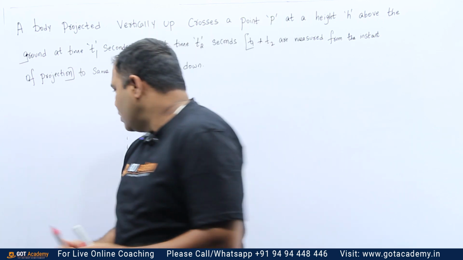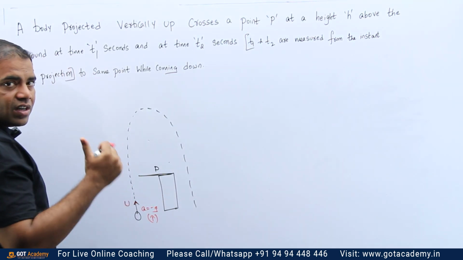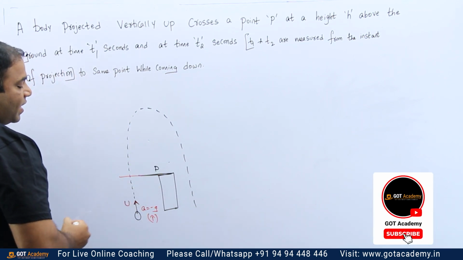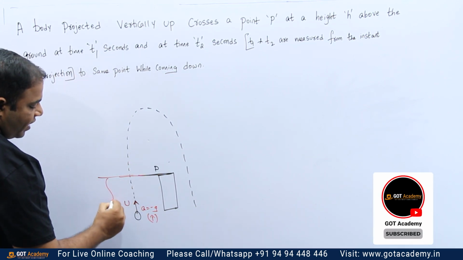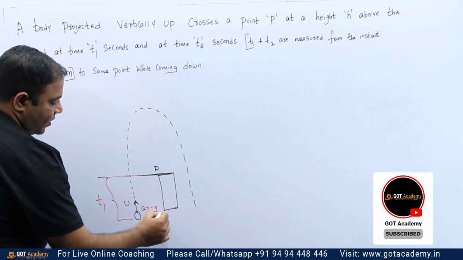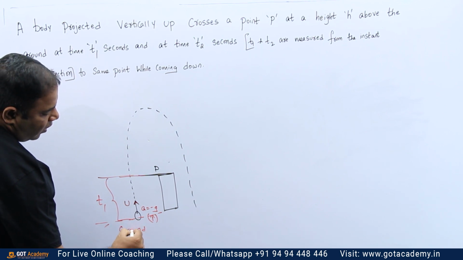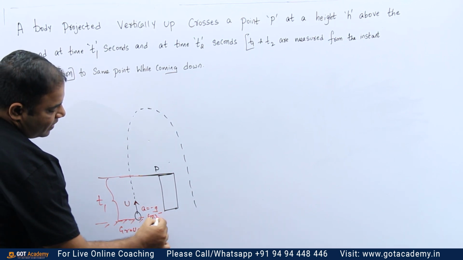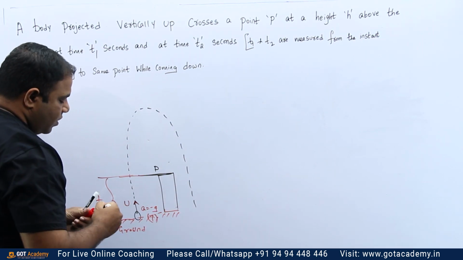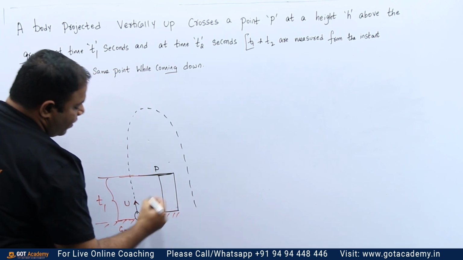Now, initially when you are throwing in upward direction, what was the time taken to reach this point P? That is the question. So let me say that from here to here, the time taken is T1. Understand? From the basic instant, this is ground, my dear. You have to say that this is ground. So from this basic instant, the time taken is T1. I hope it is clear.